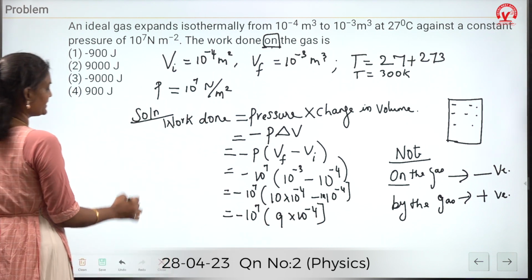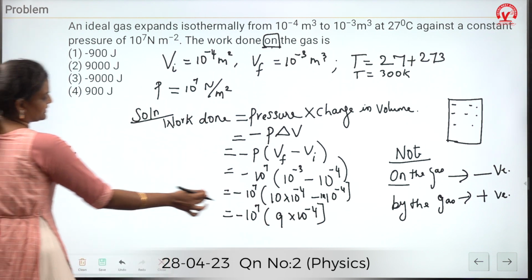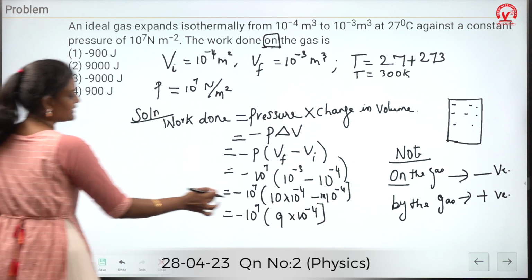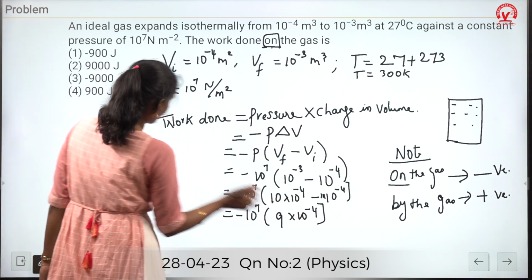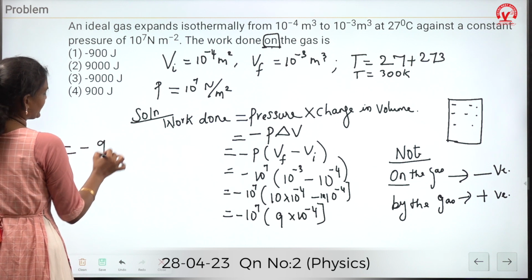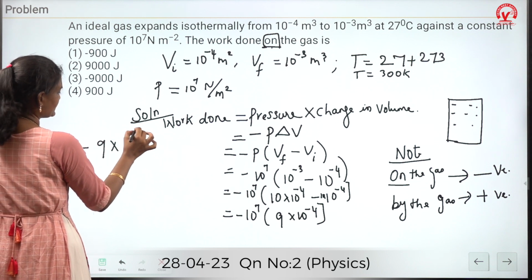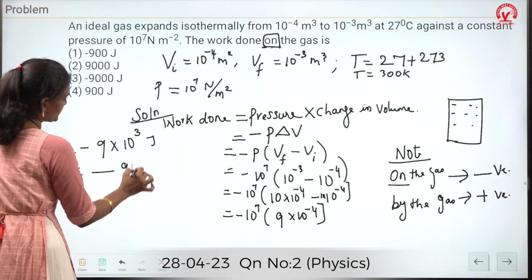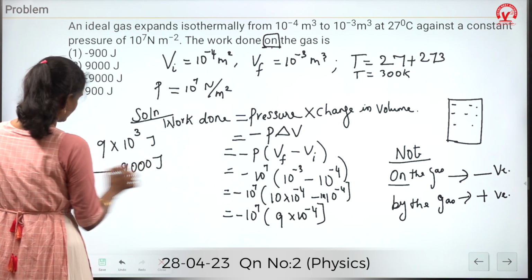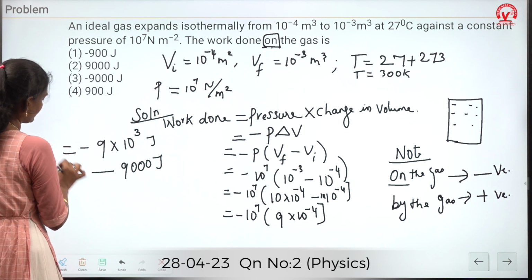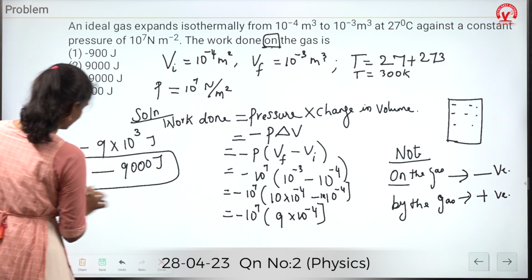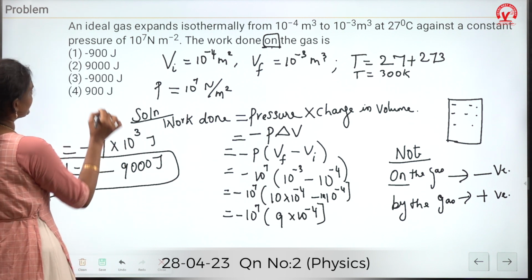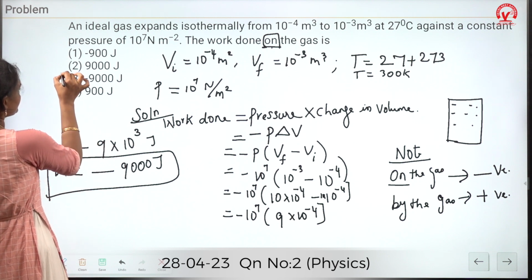Now this can be written as here the negative symbol, and 7 minus 4 is 3. So 9 into 10 power 3 joule, that is 9,000 joule. This is the work done on the gas: negative of 9,000 joule.